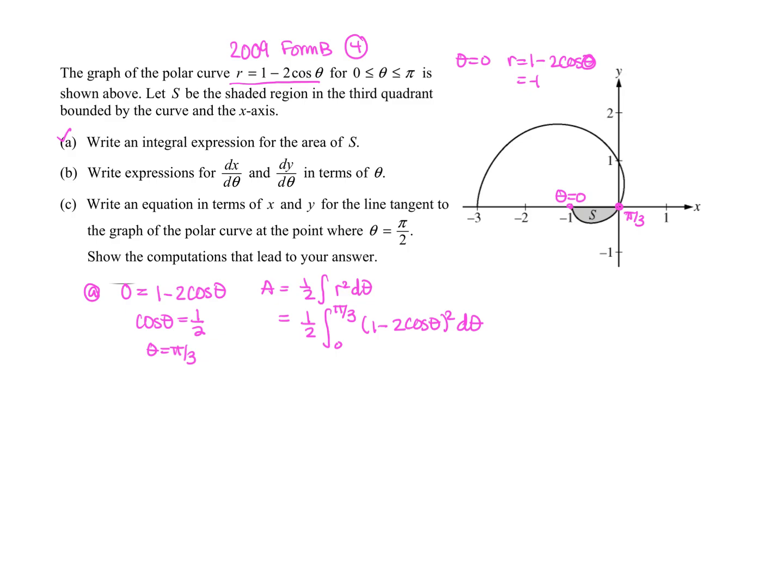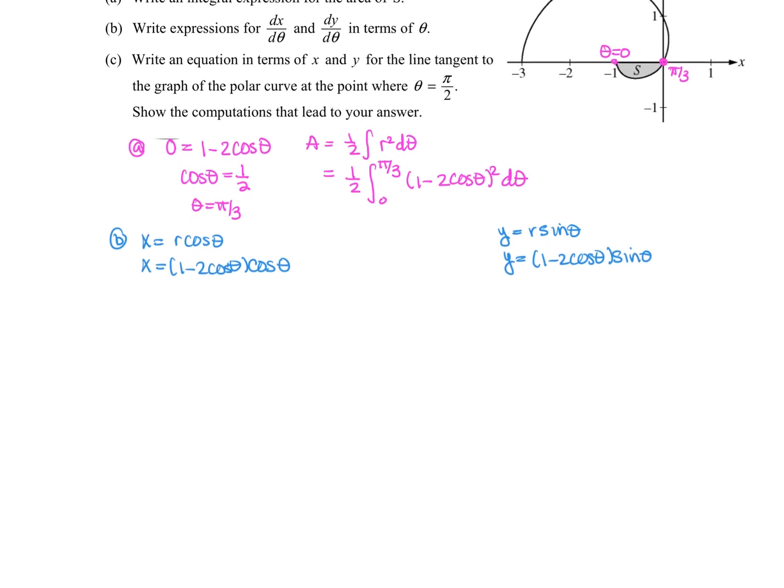Part B. Write expressions for dx d theta and dy d theta in terms of theta. Okay, so let's go ahead and make an expression for both of those. So we know that x is equal to r cosine theta. So for our problem, it's going to be (1 minus 2 cosine theta) cosine theta. And we're going to do the same thing with the y. Y is equal to r sine theta. So for our problem, it's going to be (1 minus 2 cosine theta) sine theta.